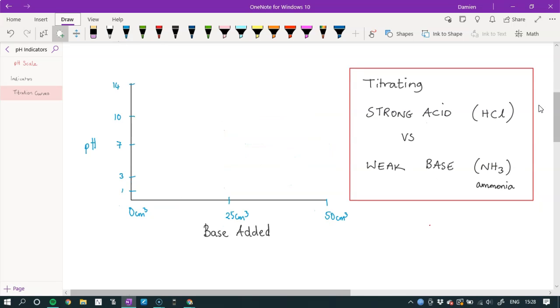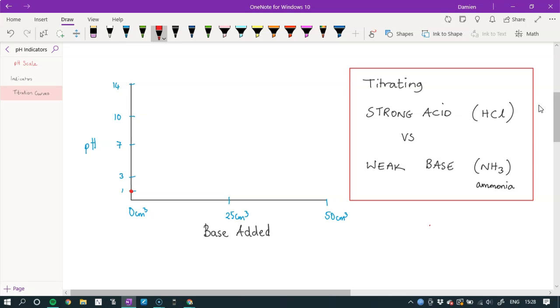So here's our next one. And this time we're going to be doing a strong acid, again HCl, against this time a weak base, ammonia. So the same thing applies here. If you're starting with your acid, you're at a pH of 1. You haven't added any base yet.